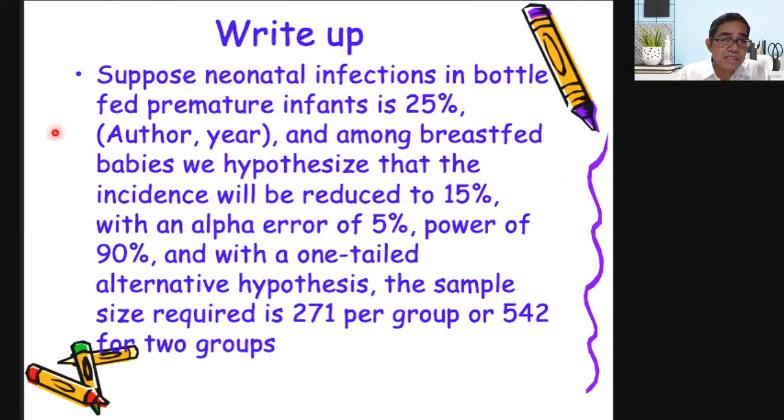And among breastfed babies, we hypothesize that incidence be reduced to 15%, so an effect size of 10%, with an alpha error of 5%, power of 90%, and a one-tailed alternative hypothesis. The sample size required is 271 per group, or 542 for two groups.